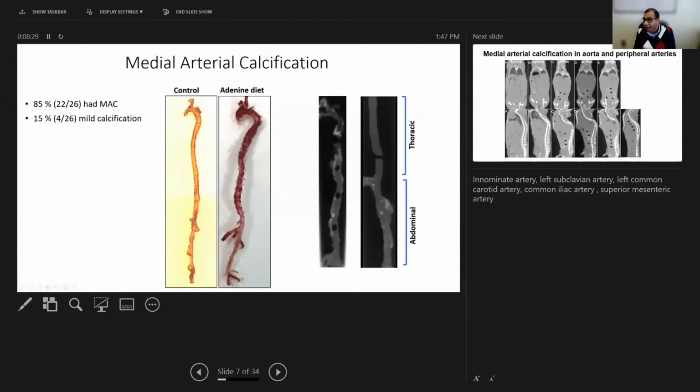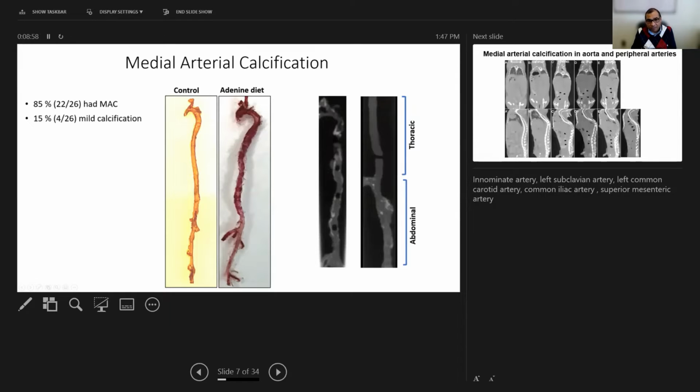So what we have done, we had these mice and we subjected these mice to some adenine diet. Adenine diet is basically a model which induces kidney failure. Essentially, the kidney is very important for calcium phosphate metabolism. As you can imagine, if the kidney fails, there will be a high amount of calcium phosphate circulating, which eventually leads to chronic kidney disease.